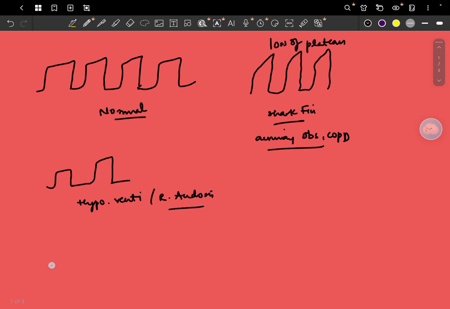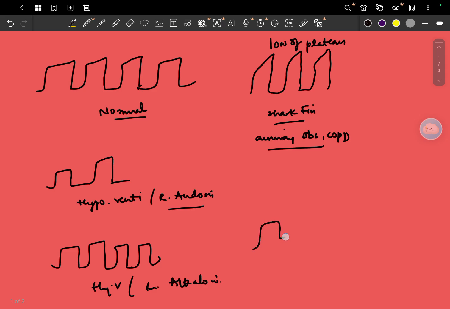Now we can have more number of waves. This is hyperventilation or respiratory alkalosis. Then we have this increasing graph, which is indicative of extinguished soda lime. So soda lime is over and you have to add it. So this is an indication.